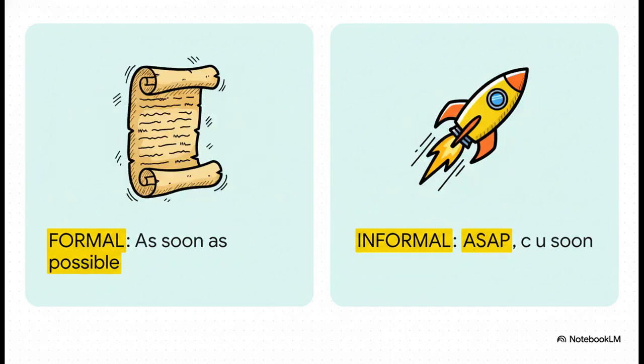This one's pretty simple, but so important. Things like ASAP or see you soon, that's all strictly for informal, casual messages. In any kind of formal communication, you spell everything out completely, as soon as possible. It really just shows a level of professionalism and respect for the person reading it.